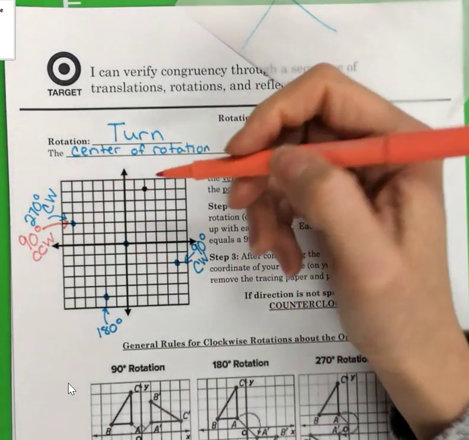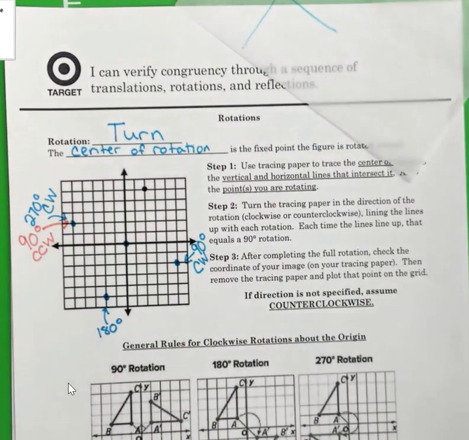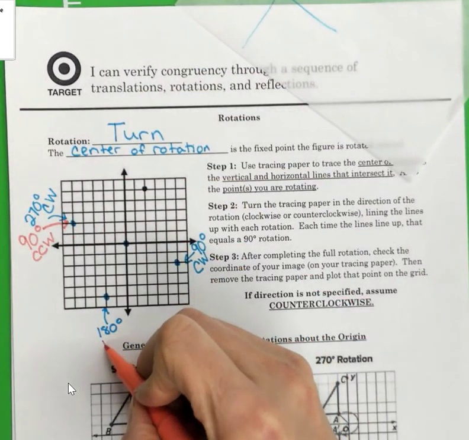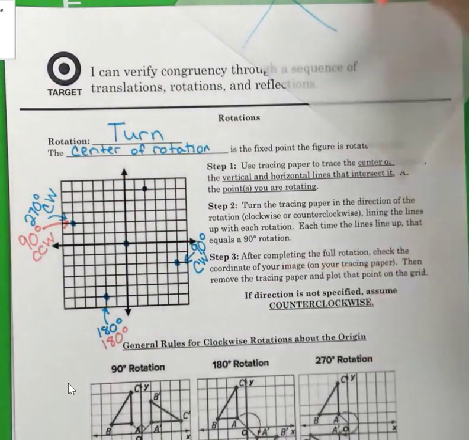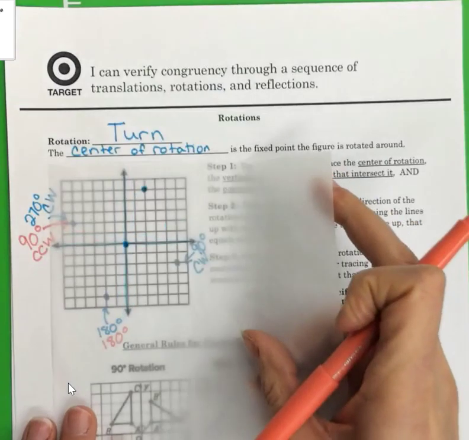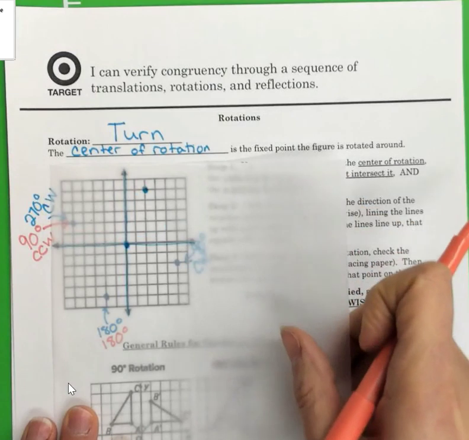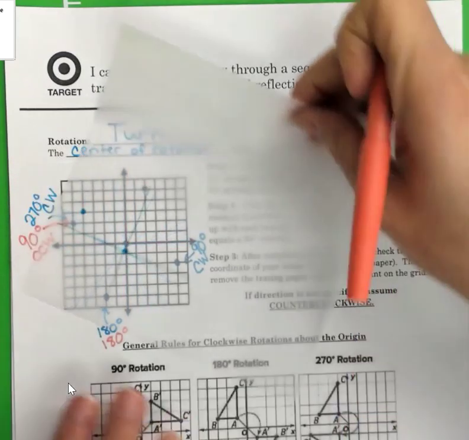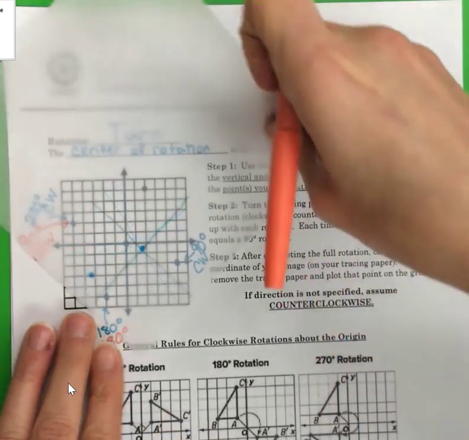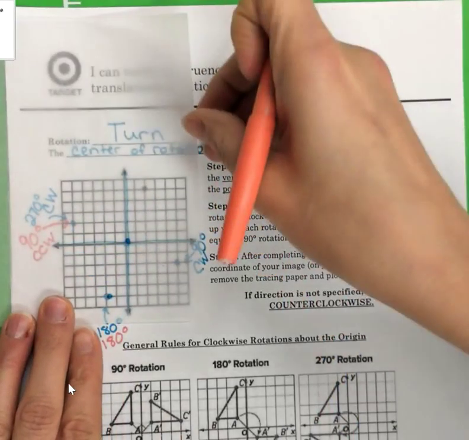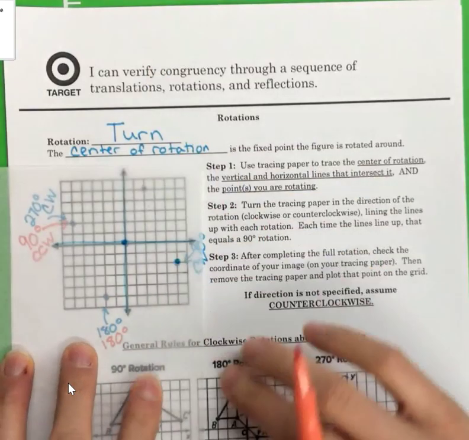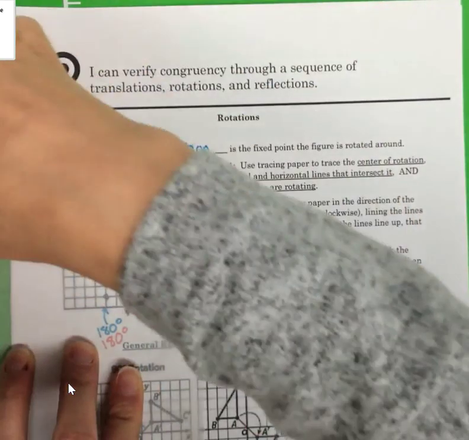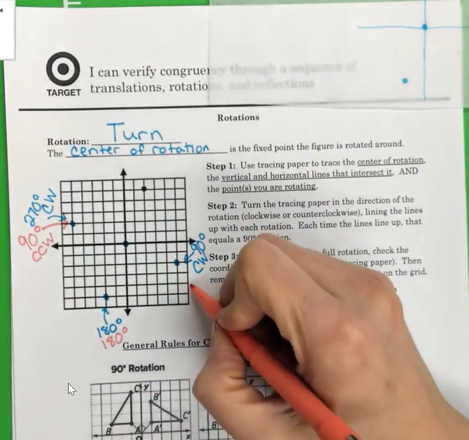If I were to, like I said before, rotate 180 degrees counterclockwise, it would end up in the exact same place as our 180 degrees clockwise. And if I were to rotate 270 degrees counterclockwise, I'm going to turn 1, 2, 3, and that's going to land in the exact same place as 90 degrees clockwise.